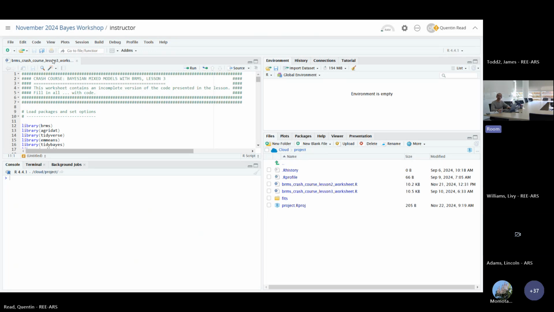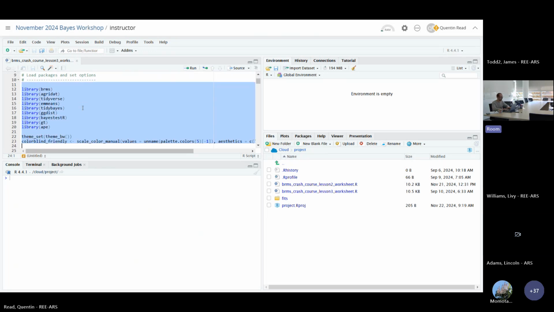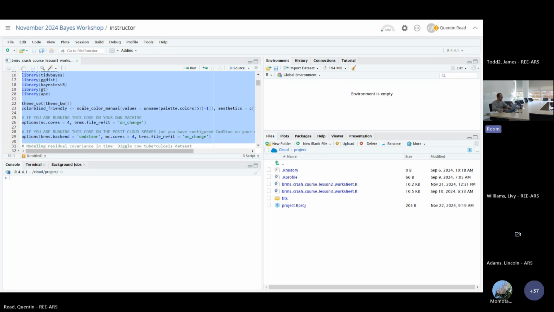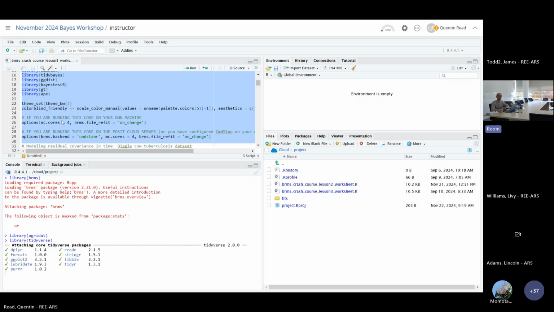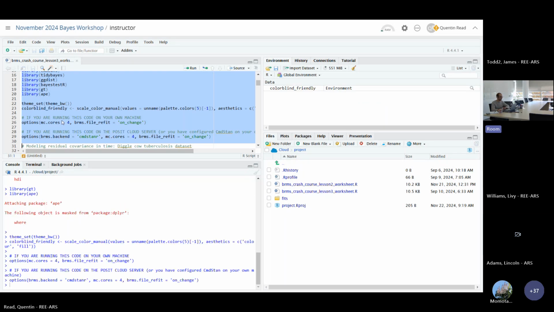So I have the lesson 3 worksheet open, and I'm going to run the setup stuff. Control Enter, everything up to line 30. I'll run, and that will load everything. Okay, so we're all good to go there.